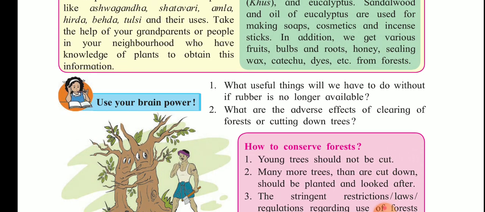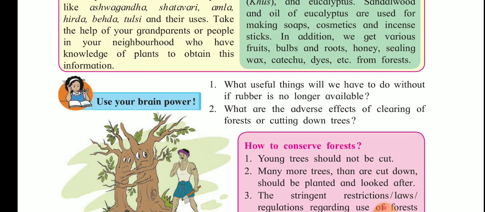From forest. Now, the next question is, what useful things would we still have to do without if the rubber is no longer available?